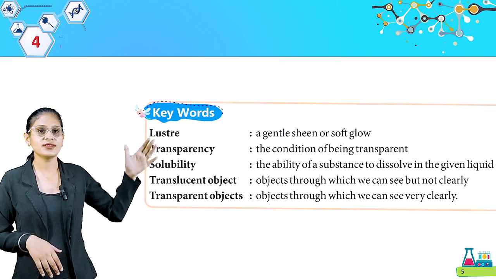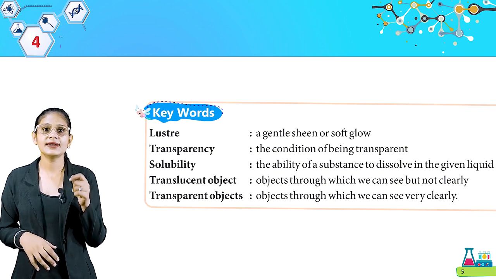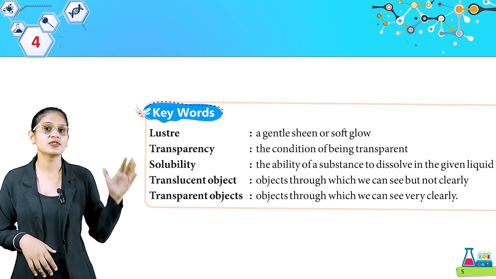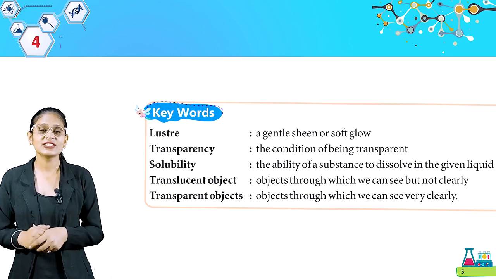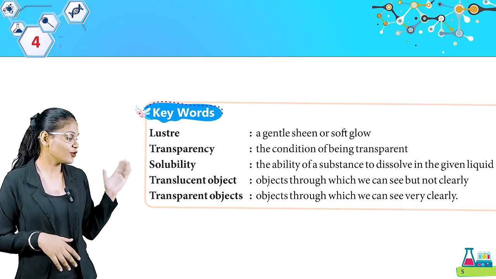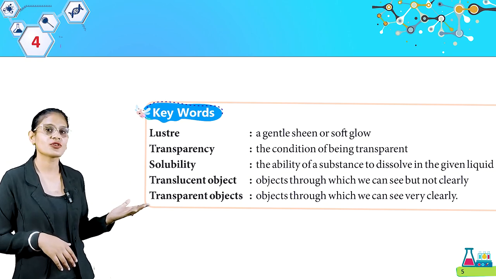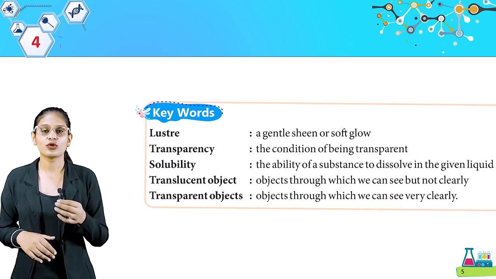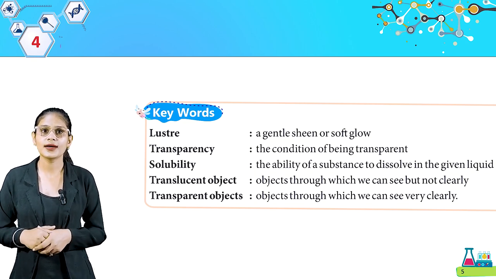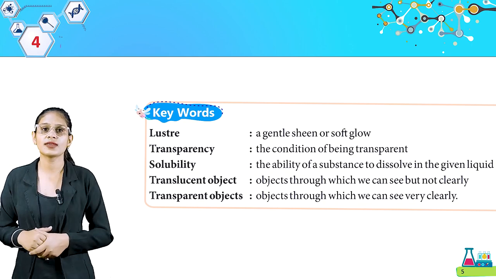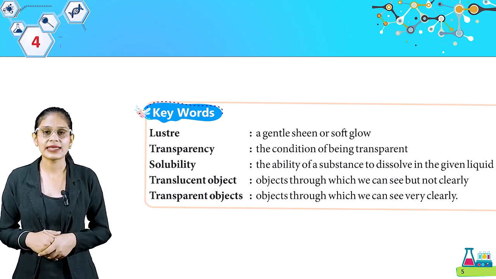Here are some keywords. Luster, a gentle sheen or soft glow. Transparency, the condition of being transparent. Solubility, the ability of a substance to dissolve in a given liquid. Translucent objects, objects through which we can see but not clearly. Transparent objects, objects through which we can see very clearly.